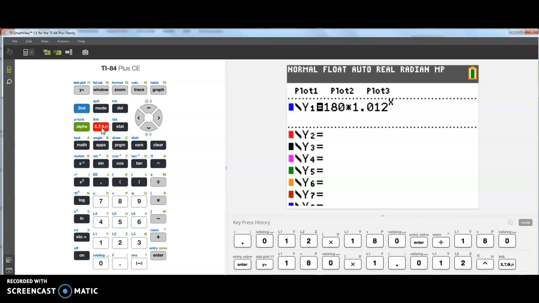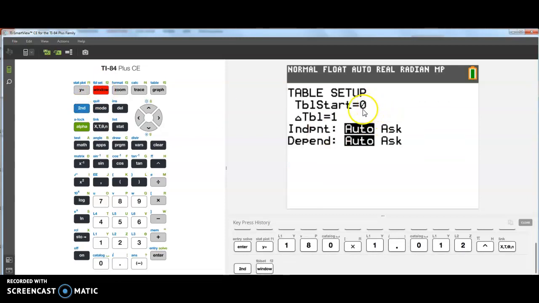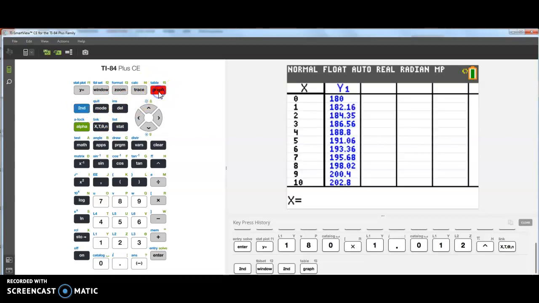Now I want to see a table of values. So in order to do that, I'm going to use the second and the window because that allows me to set up a table of values. Second window. So we'll start at 0 and go up by ones. You can change these if that's not how they're set. Now to see my table of values, I'll hit second and the graph button, which you can see shows me a table of values. So second, graph, and I see the exact values we had written down. So I see that in 1960, year 0, we were at a population of 180, 182.16, 184.35, etc., etc.